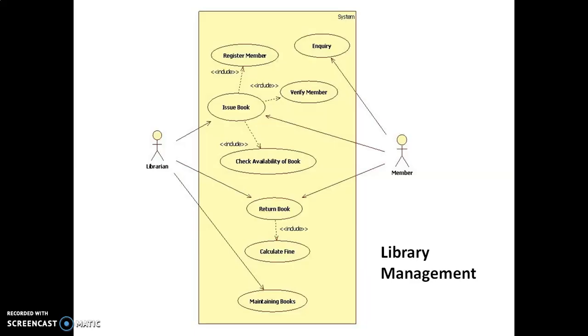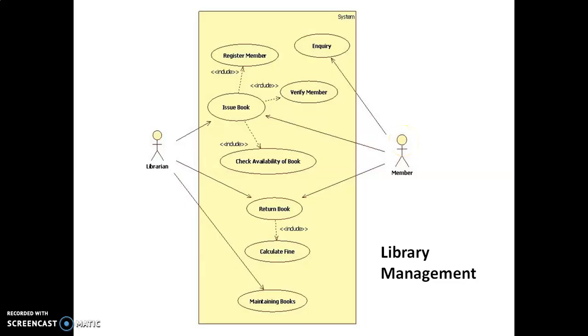It is an all-time favorite example. As I already told you, in any kind of system, first we have to find out the actors. Here there are two actors. First is the librarian, second is the member. A member means any registered member of the library: outsider, faculty, staff, students.